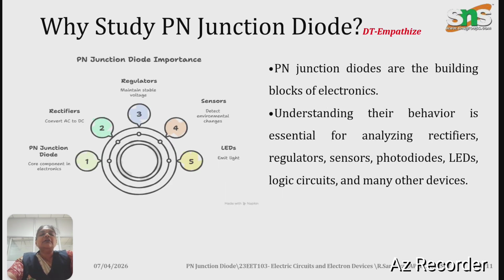Coming to our first topic, what is meant by a PN diode? Before that, why we need a PN diode is an important question. The PN diode is a building block of all our electronic items. By understanding its behavior, we will be able to understand why it is essential for analyzing rectifiers, regulators, LEDs, sensors, etc.